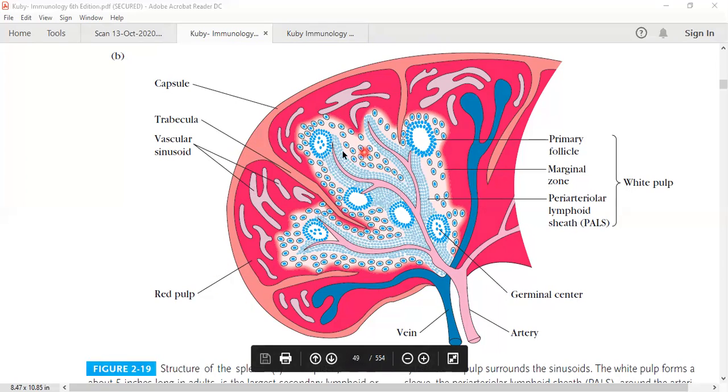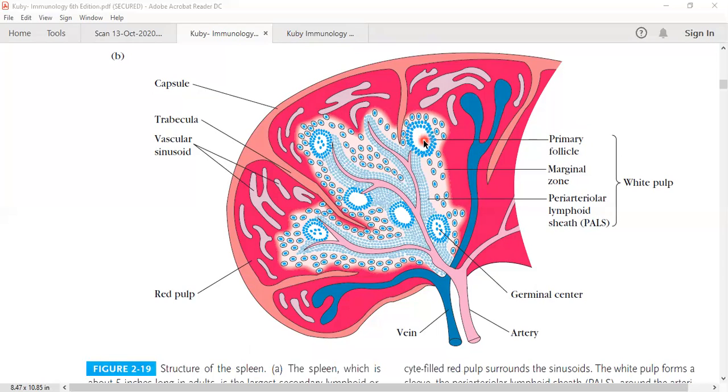The second area is the central area, which is called white pulp. But this white pulp is made up of multiple things, so it is given here in the form of a bracket. It has a primary follicle. I told you the difference between primary and secondary follicle. The primary follicle is the follicle when it is facing no antigen. So if there is no antigen, it will be called a primary follicle.